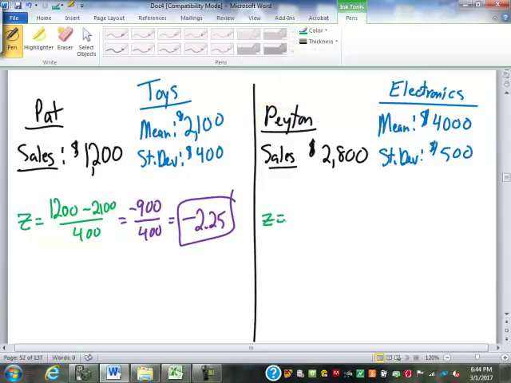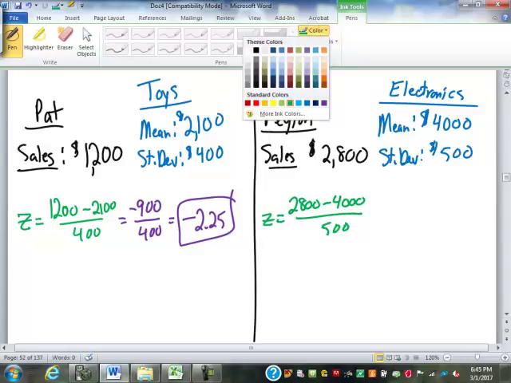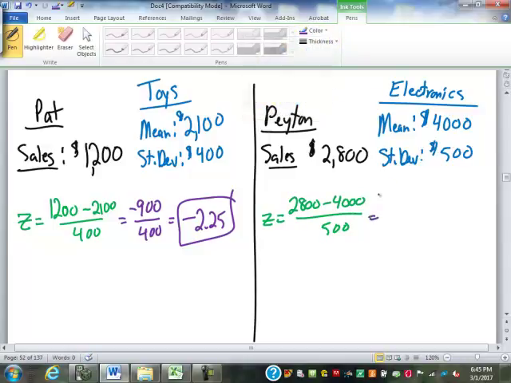For Peyton, the z-score is going to be 2,800 minus 4,000 over 500. Bless you. So 2,800 minus 4,000 is a negative 1,200. Divided by 5, that's a negative 2.4 standard deviations. So who was really worse? Peyton was more standard deviations below the mean, negative 2.4 compared to negative 2.25.